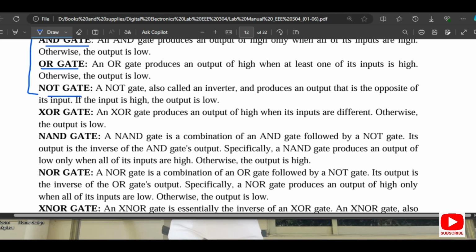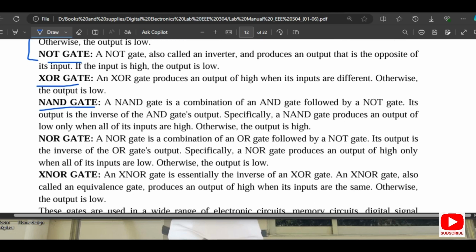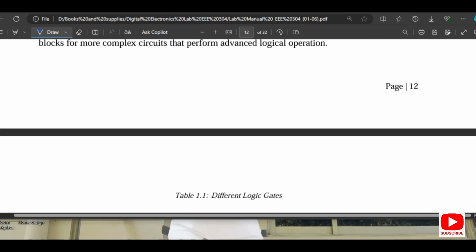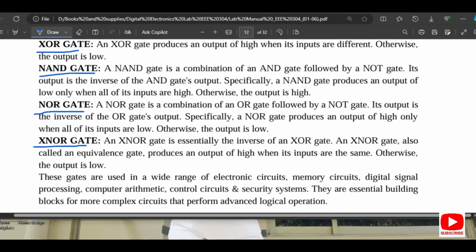So here are different types of gates. You can see here XOR gate, NAND gate. NAND gate means NOT gate and AND gate mixed. NOR gate means NOT gate and OR gate mixed. They are called special gates. XNOR gate and XOR gate are known as exclusive gates.